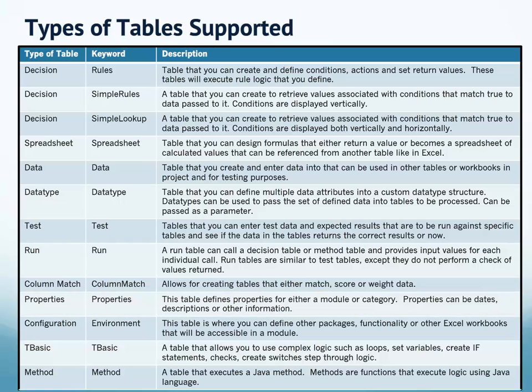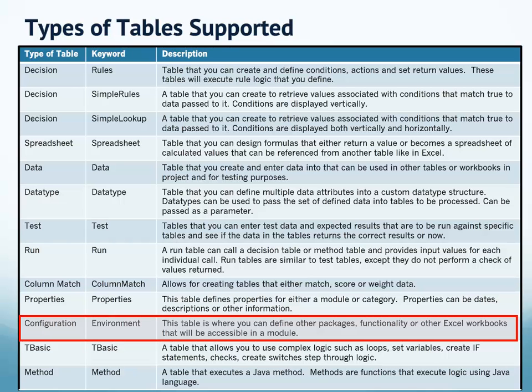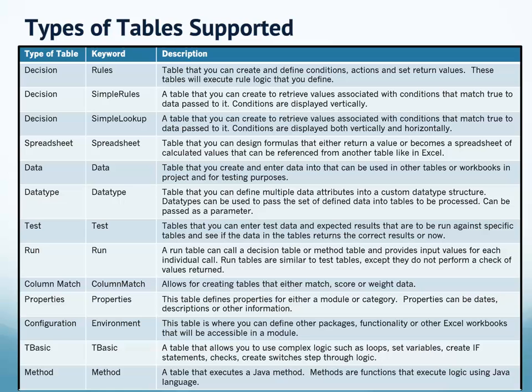Then we have a configuration type of table, but the keyword or syntax that OpenL is expecting is the word environment. This table is where you can define specific types of properties, and one example is that you can link, let's say, different projects or different workbooks together inside of OpenL, and you would actually define that dependency or those links in this type of environment table, and you'll see that later.